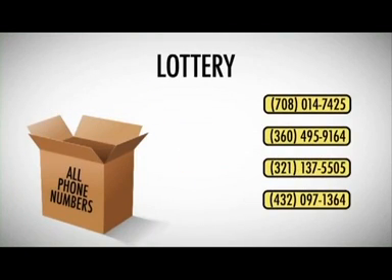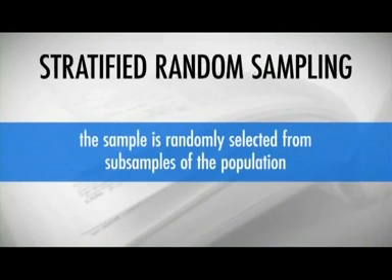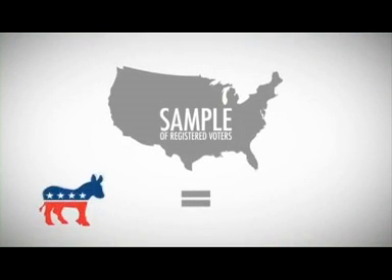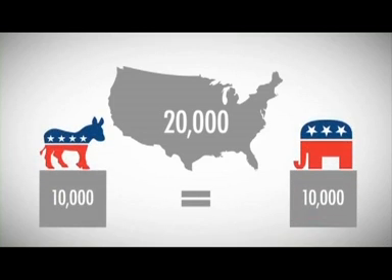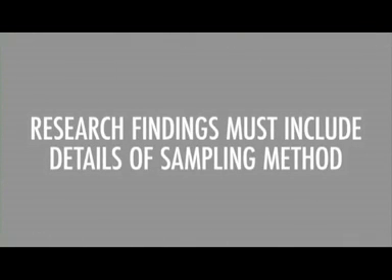In stratified random sampling, we randomly select participants from sub-samples of the population. So for example, if we want to measure all registered voters on their voting behavior in an upcoming election, it makes sense that we want to make sure to sample equal numbers of Democrats and Republicans. So if our total sample size is 20,000, we want to make sure we sample 10,000 Democrats and 10,000 Republicans. As with all other aspects of research design, a researcher must share the results of the study along with the caveat that the sample was drawn using stratified random sampling.